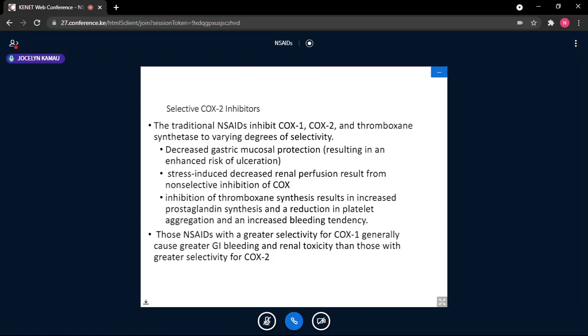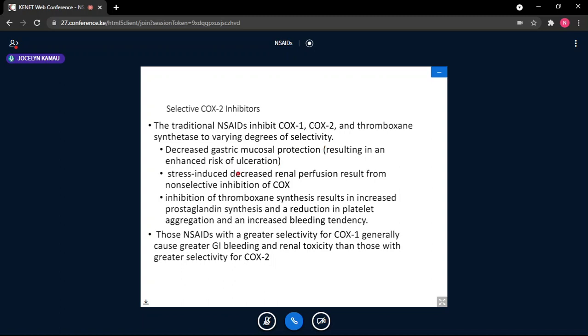So indeed, the development of the COX-2 selective inhibitors came about to match the structure. It was actually geared by the structural differences between COX-1 and COX-2, as we have already mentioned. So the traditional non-steroidal anti-inflammatories inhibit both COX-1 and COX-2 and thromboxane synthetase to varying degrees of selectivity. So they will, of course, also bind prostacyclin and also the thromboxane synthetase to varying degrees of selectivity.